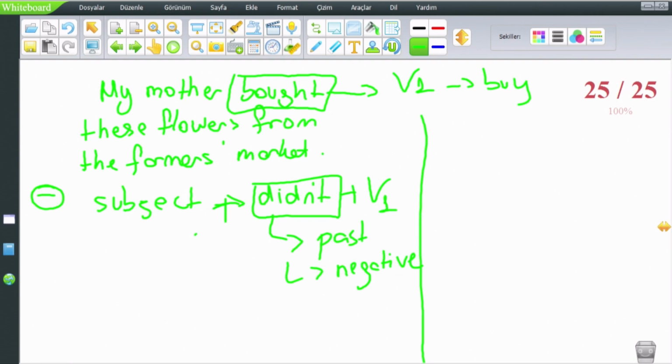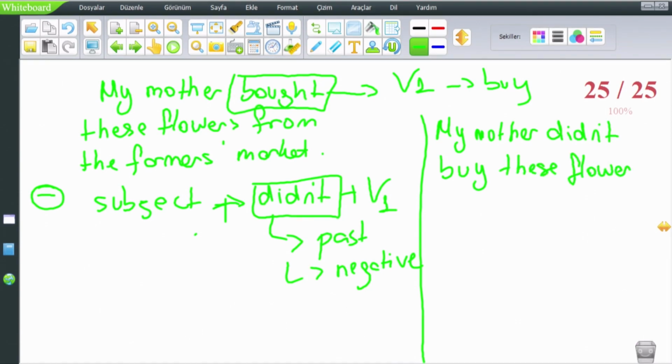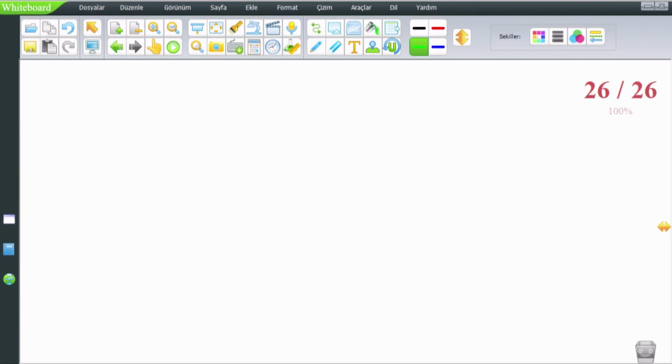Let's turn this sentence into a negative one. My mother didn't buy these flowers from farmer's market. You can see that after didn't, I use verb 1 form. But in the affirmative sentence, we use the verb 2 form.